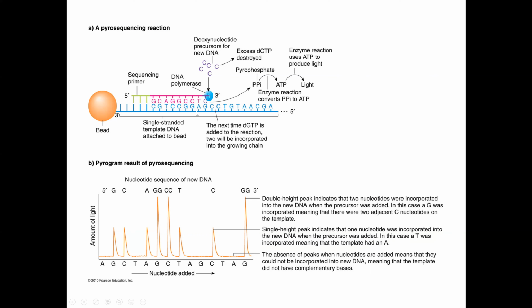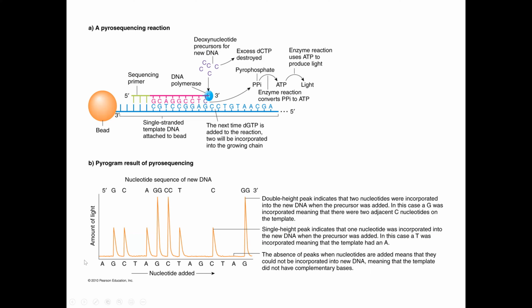Okay, so we can think about whether we got light or not. And then when we have these two C's in a row, if we add guanine, we're actually going to see that we get double the amount of light. So even the intensity can be measured.